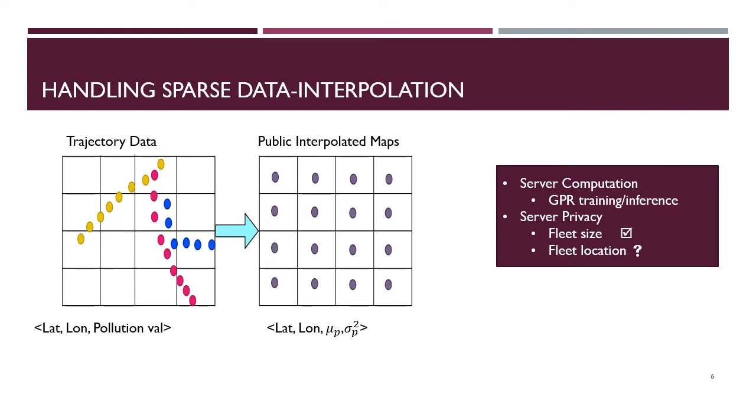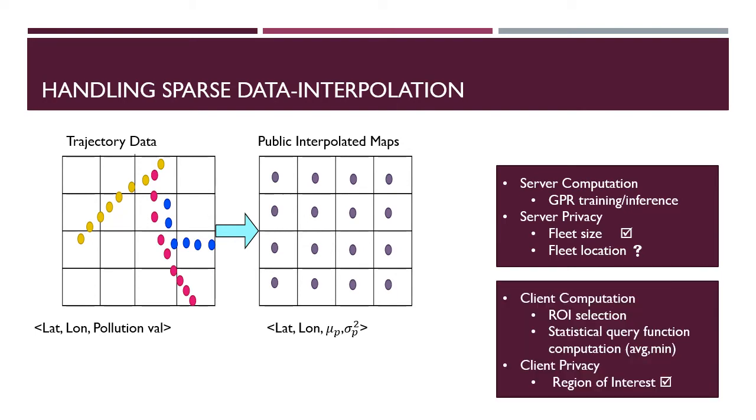Here we have to see what the computation cost is. For the server, it will be doing the training and inferencing, while for the client, it will be the computation of the query function. What about the privacy? As we see, the client does not send its query location to the server, so it gets complete privacy.